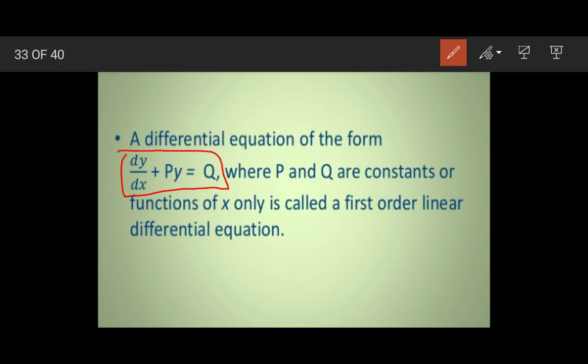It will be in the form of dy/dx + Py = Q, where P is only a function of x, and Q is also only a function of x. In P and Q there is no y variable, no y term, only x terms will be there.